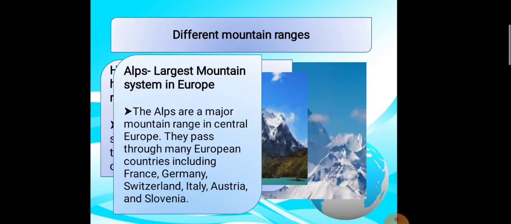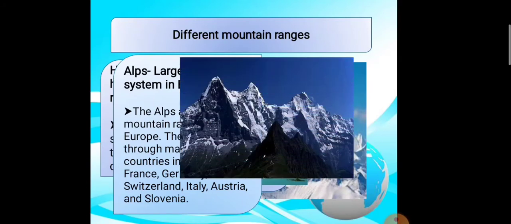So the Alps, the largest mountain system in Europe. The Alps are the major mountain range in Central Europe. They pass through many European countries including France, Germany, Switzerland, Italy, Austria, and Slovenia.